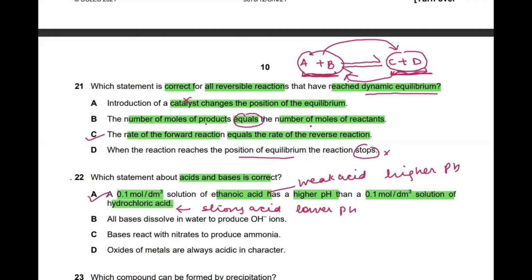Let's read the rest of them also. What's incorrect? Let's check it out. All bases dissolve in water to produce OH ions. All bases are not soluble in water, so all bases will not dissolve. The soluble ones are known as alkalis. The insoluble ones are still known as bases. So that is incorrect. Bases react with nitrates to produce ammonia. That's again incorrect. Oxides of metals are always acidic in nature? Not necessarily. Some of the metal oxides are basic in nature, so they are not acidic. Non-metal oxides are the ones which are acidic in nature.